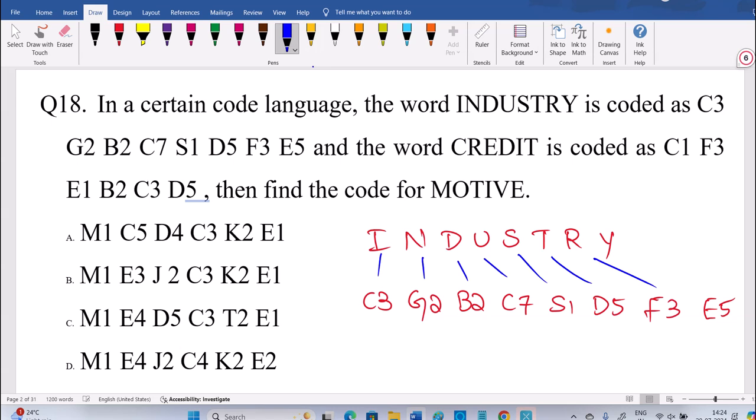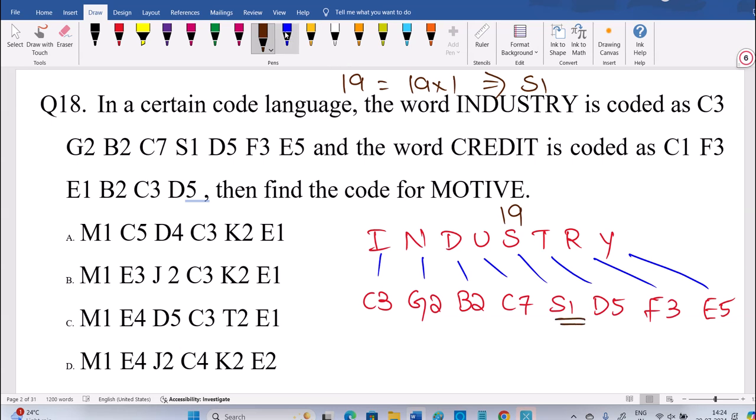Don't worry. What is the S value? S value is 19, right? 19 is a prime number. I can write it as 19 into 1 only. 19 can be written as 19 into 1. 19 means nothing but S. Then they wrote the number 1. That is why this is called S1.